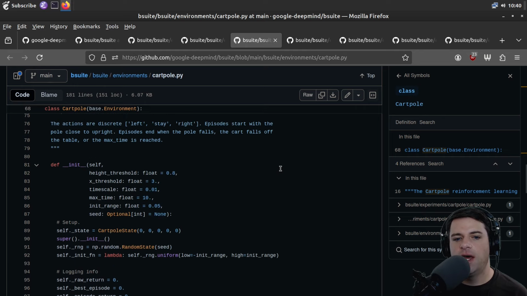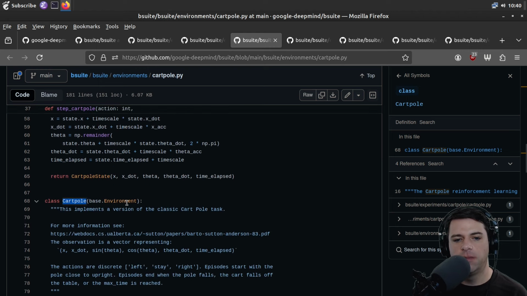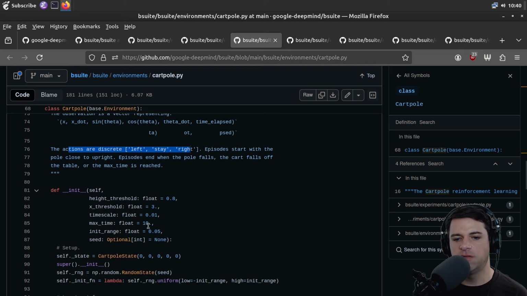Okay, so the step is not part of the cart pole class. That's a little bit interesting to me. The cart pole class, we'll look at that first. This implements a version of the classic cart pole task. The actions are discrete: left, right, stay. Episodes start with the pole close to upright. Episodes end when the pole falls, the cart falls off the table, or the max time is reached.